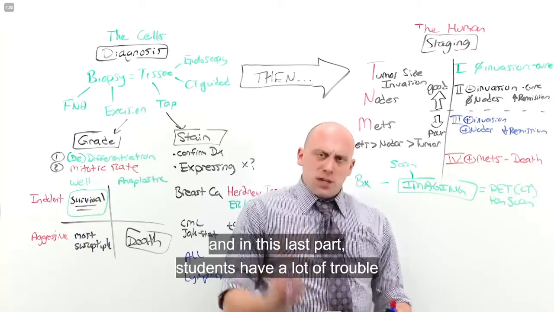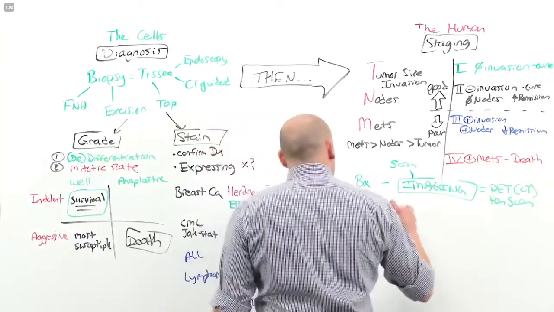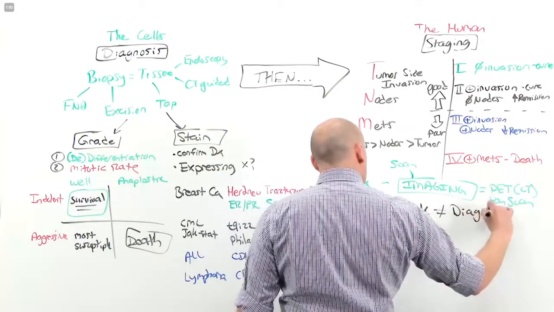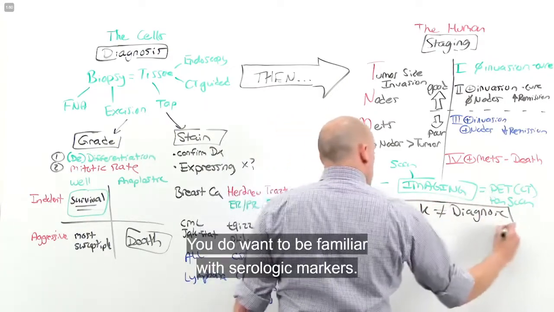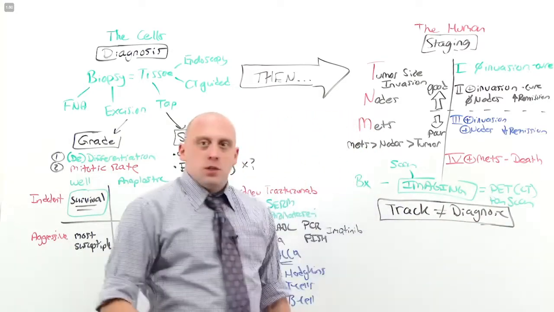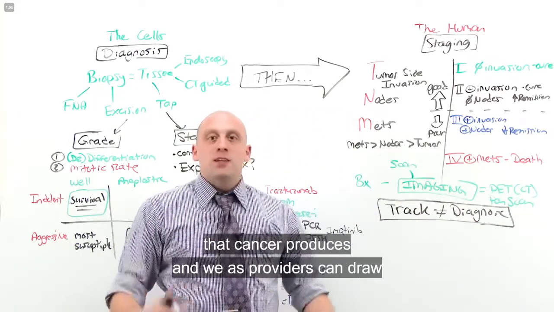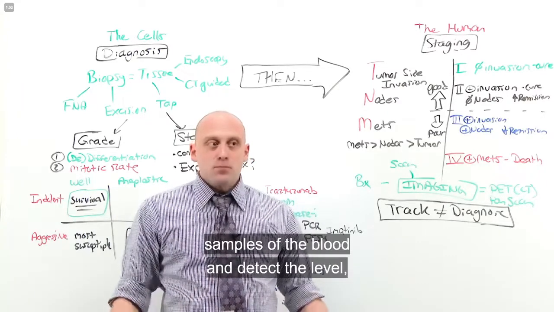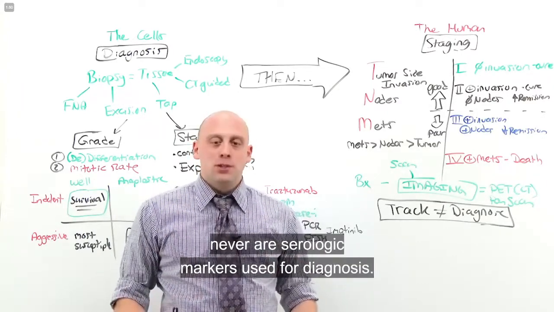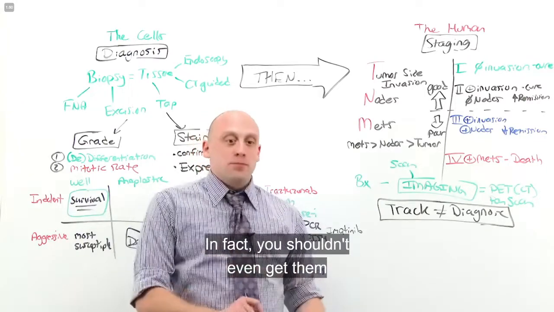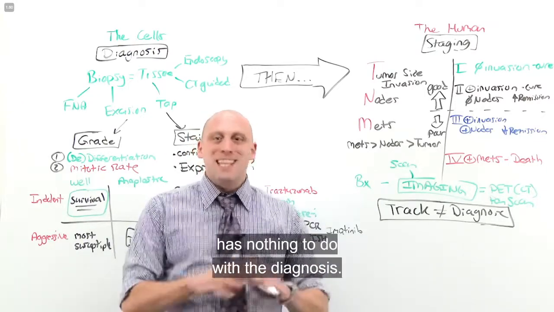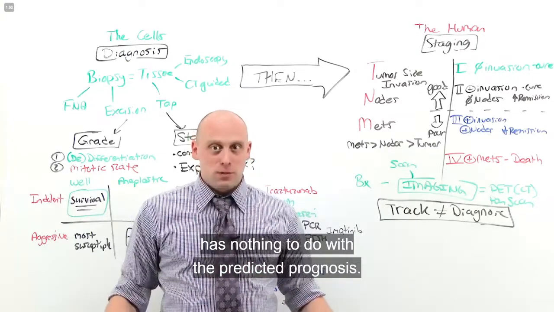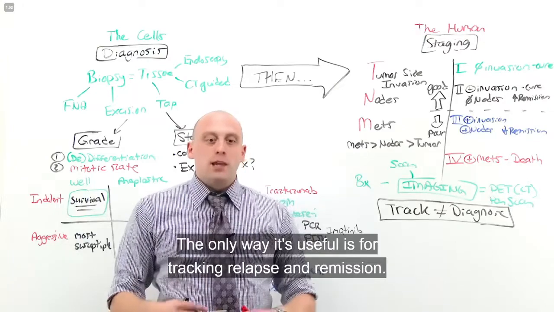And this last part, students have a lot of trouble with, especially new students. You do want to be familiar with serologic markers. Serologic markers are proteins that the cancer produces, and we as providers can draw samples of the blood and detect the level. Never are serologic markers used for diagnosis. In fact, you shouldn't even get them, because the presence or absence of a serologic marker has nothing to do with the diagnosis. Presence or absence of a serologic marker has nothing to do with the predicted prognosis. The only way it's useful is for tracking relapse and remission.